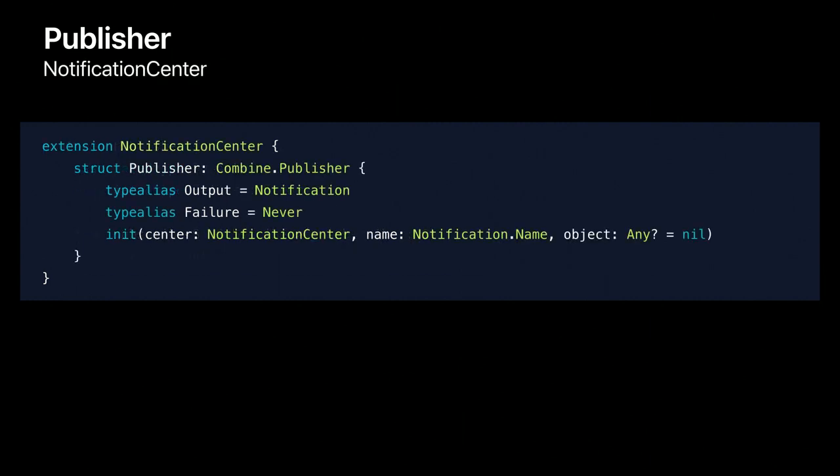Here's an example of a publisher. This is our new publisher for Notification Center. As you can see, it's a struct, and its output type is notifications, and its failure type is never. It is initialized with three things: which center, which name, and which object. If you're familiar with our existing Notification Center API, this should look very familiar. So again, we're not replacing Notification Center, we're just adapting it.